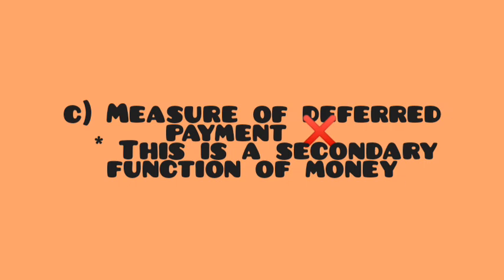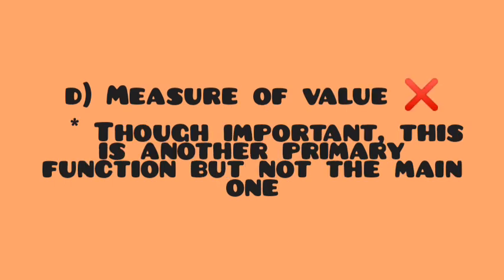Let me explain. This is the primary and most fundamental function of money. It eliminates the problems of barter system. Why? It is correct. Money was primarily created to facilitate trade and makes exchange easier. Measure of deferred payment, which is option C, is the secondary function of money, while the last option, which is measure of value, though important, is another primary function of money, but it's not the main one.